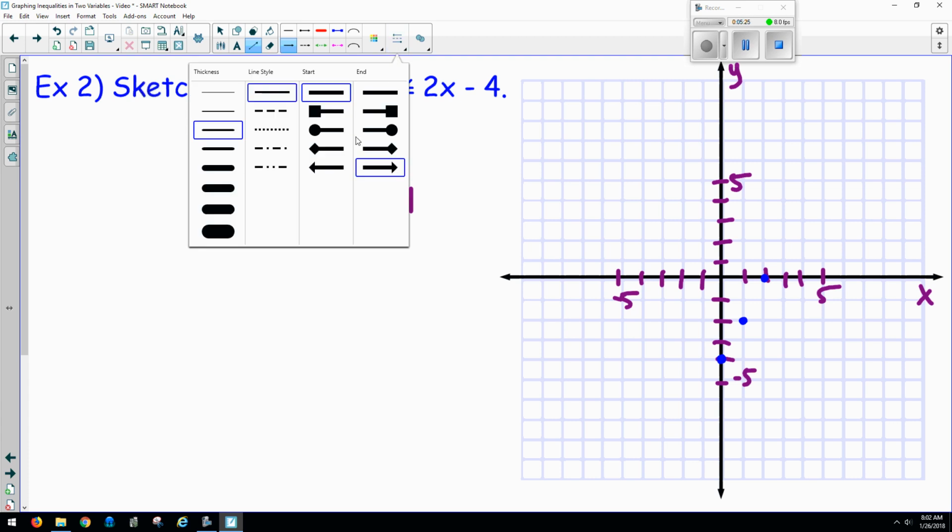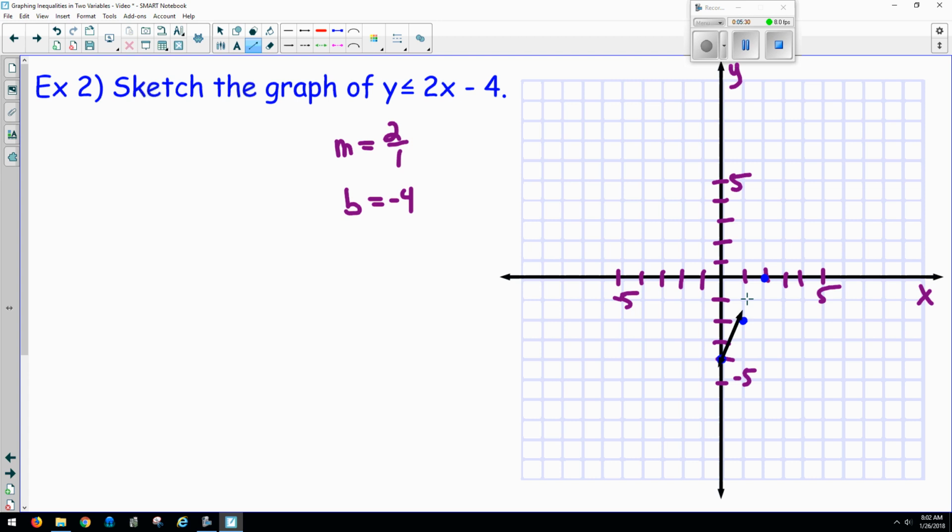And what that means is that this graph is going to include all of the ordered pairs that fall on this line. When it's a dashed line, it does not include those ordered pairs. We're going to be talking more about that in class. So make sure you have arrows on the ends of those. And now we're going to check again the point 0, 0 to see which way we're going to shade.